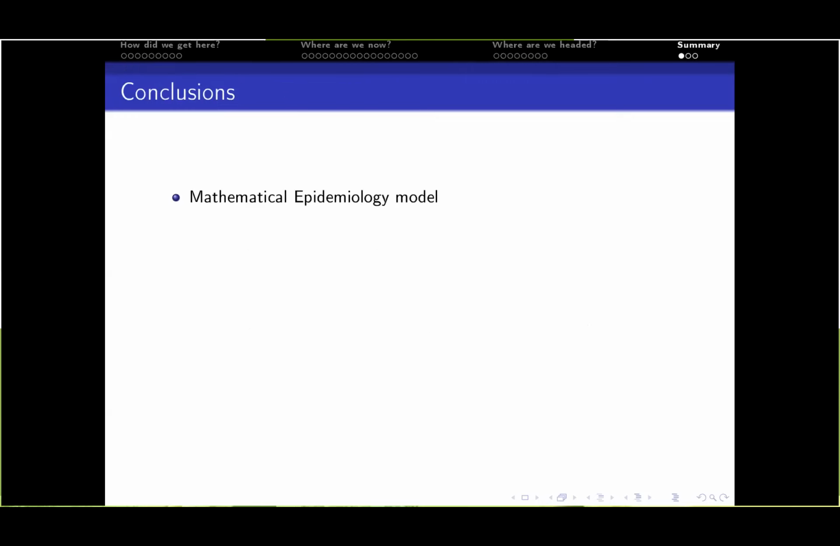So what are our conclusions here? Well, we developed a mathematical epidemiology model, created, coded, validated, and added age structuring in less than a month, which seemed impressive to have it done that fast. It was a lot of work by the entire team, but it's quite impressive that it all came together.